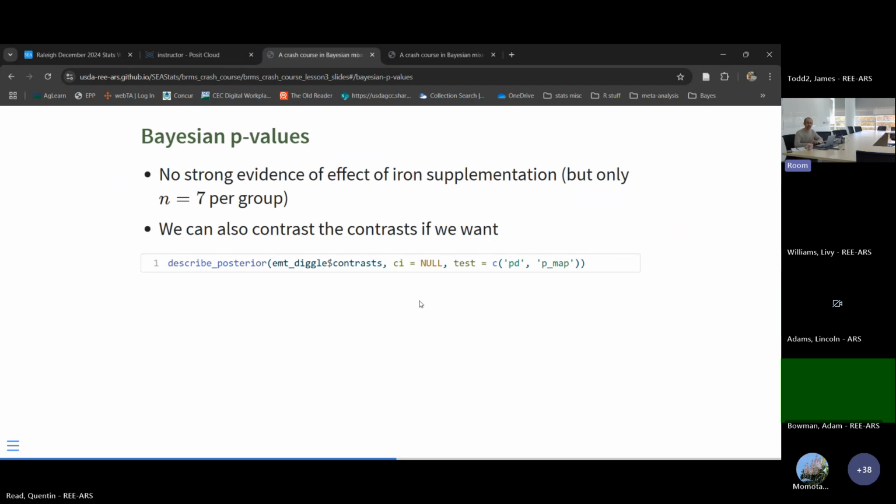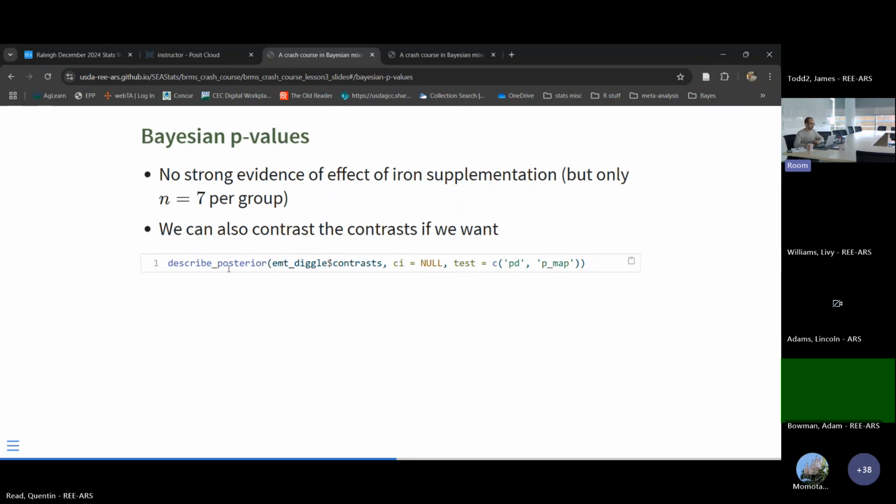And if you want, you could even contrast those contrasts, but I'm not going to do that. That would be like, is the effect of iron on weight gain rate bigger in the infected versus non-infected? But we've already seen they're both close to zero, so I didn't bother with that.